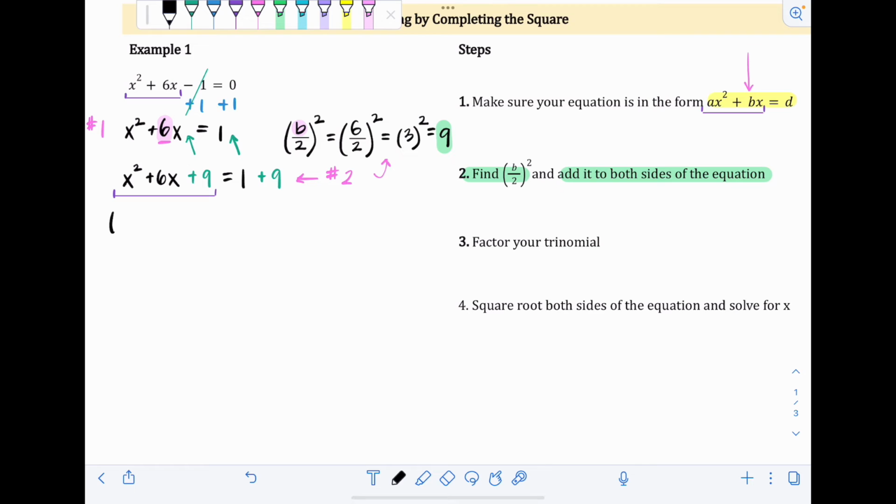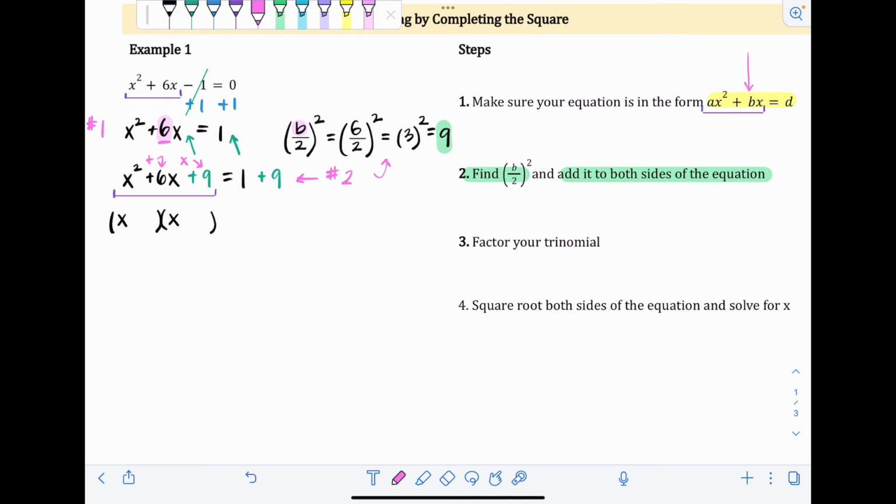So when we factor trinomials, they become 2 binomials, 2 in parentheses. And when the lead coefficient is 1, the x squared breaks down into x and x. And then I need numbers that multiply to 9, which is c, and then add up to b, which is 6.